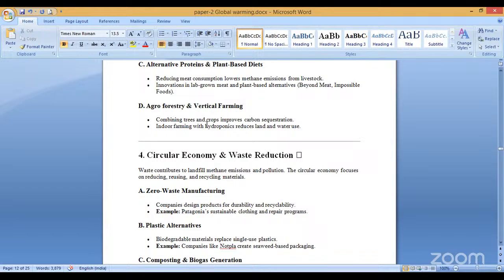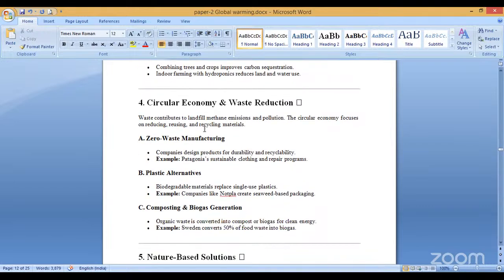Vertical farming is also one of the most important things to control the emissions from agricultural farms. Indoor farming with hydroponics reduces land and water use. That is also a best thing in summer, when particular areas can suffer from water scarcity. Hydroponics as well as drip irrigation systems are very useful in such areas. For example, the Kadapa region in Andhra Pradesh and the scarcity regions surrounding it.